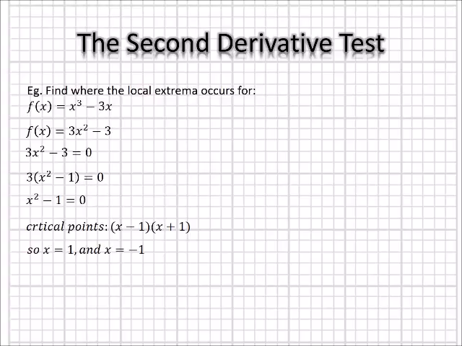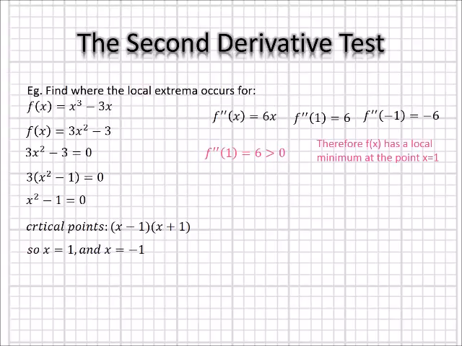We then continue on to find the second derivative. So the second derivative equals 6x. If we substitute the value x equals 1, we get 6, because 6 times 1 equals 6. And if we substitute the value x equals negative 1, we get negative 6, because 6 times negative 1 equals negative 6. So we note that the second derivative exists if the outcome or solution is a real number. So when we substitute in x equals 1, we get 6, which is greater than 0.